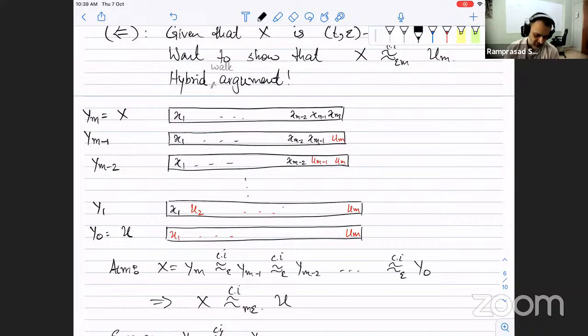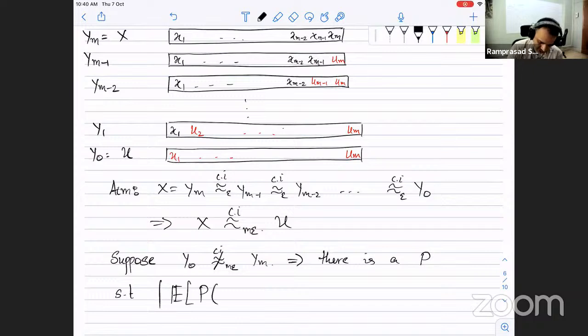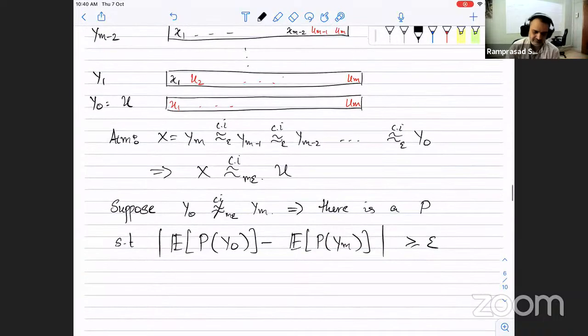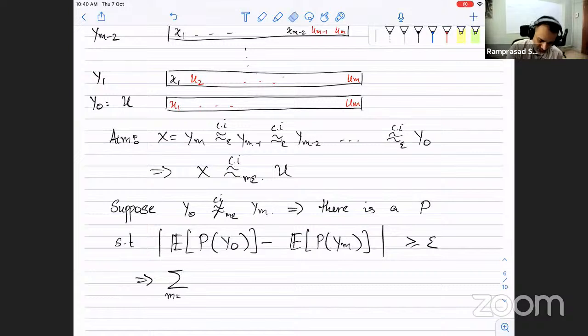Okay, so why is this true? Well, suppose it was not computationally indistinguishable. What does that mean? This implies that there is a P such that this holds: the expected value of P of y0 minus the expected value of P of ym is at least m epsilon. Sorry, that should be an m epsilon. Oh, yes, that's right. Thank you. Okay, this is m epsilon.